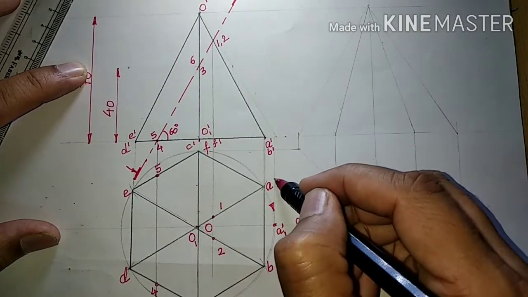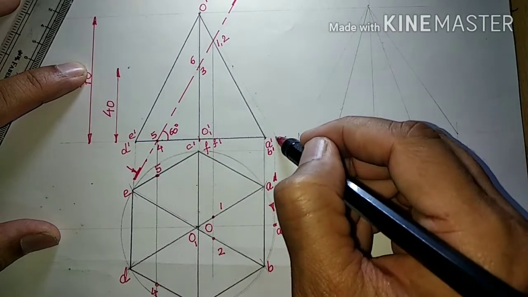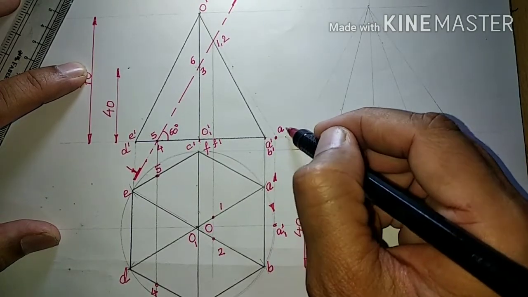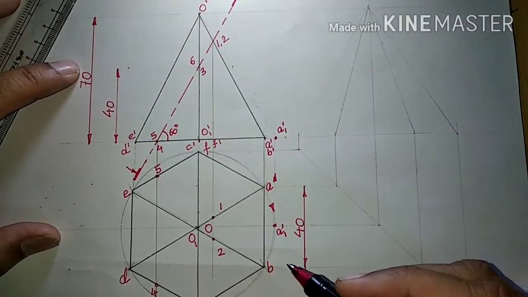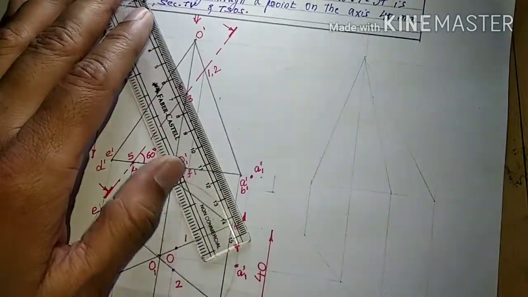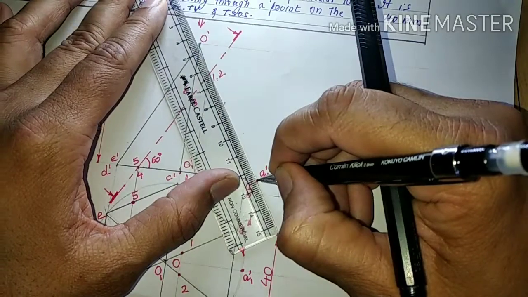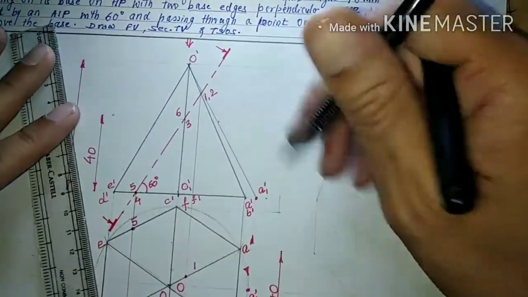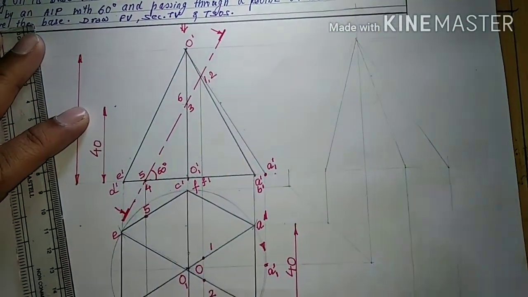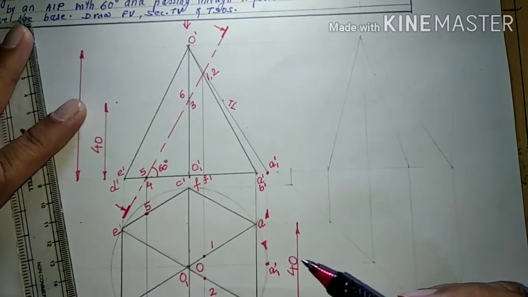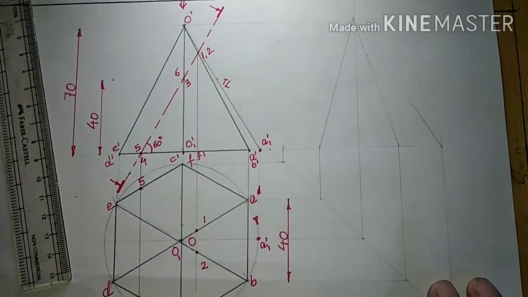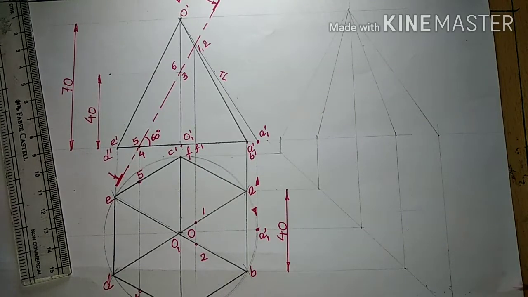I will transfer it here. And here I get A1 dash, the same thing. Intentionally I am keeping the same notation. So if I connect this new point, please see here, now in projection of lines, we see that if one of the lines is inclined in one view and in the other view we have a line parallel to xy, then this inclined line will always be a true length.